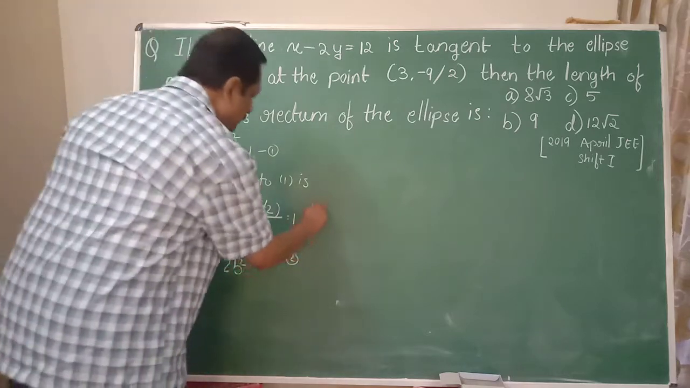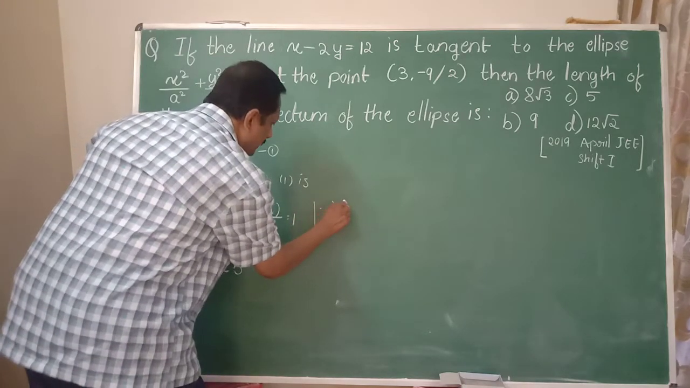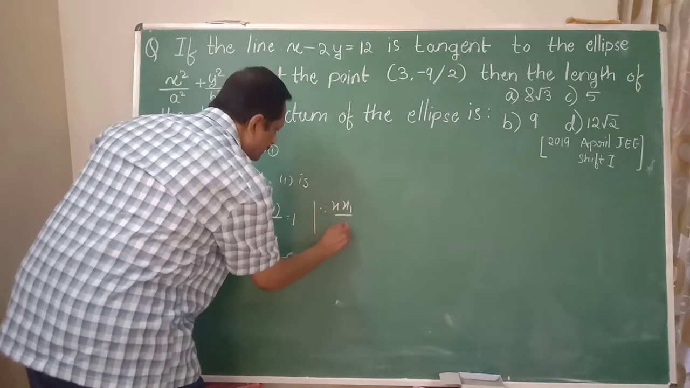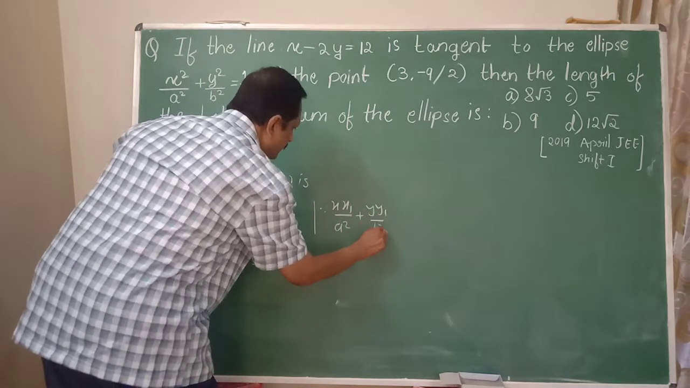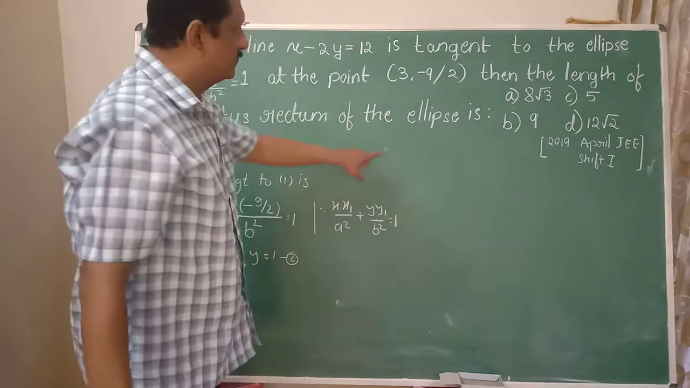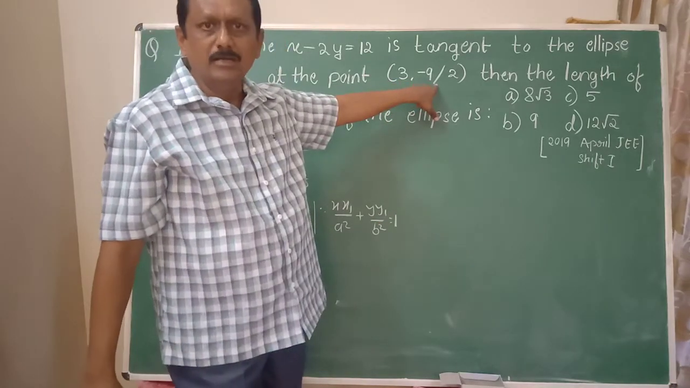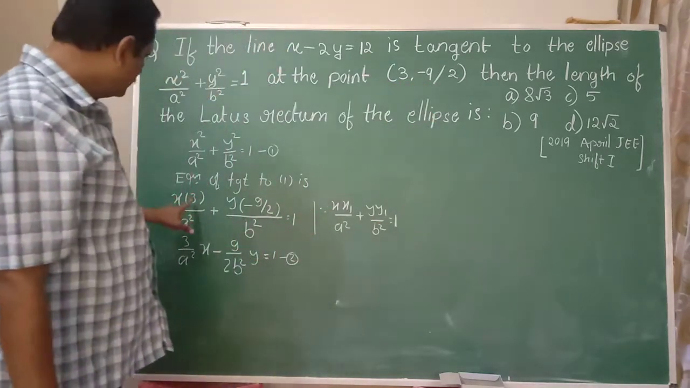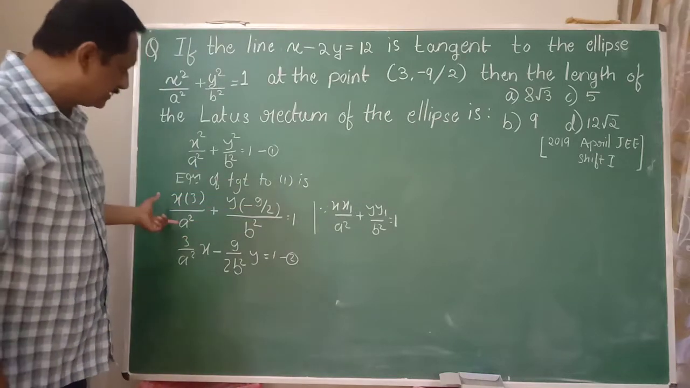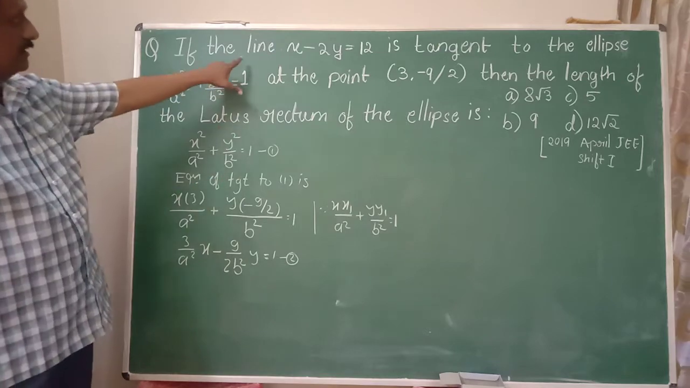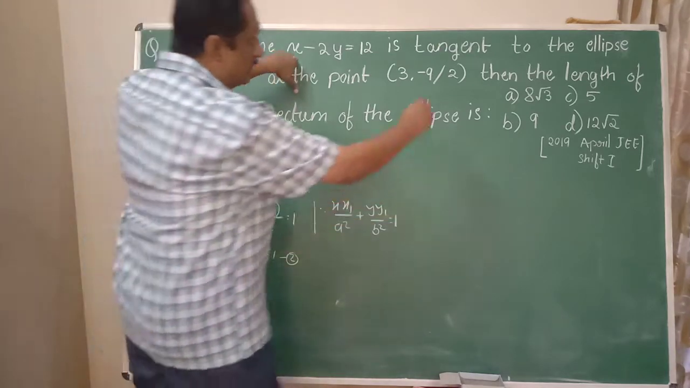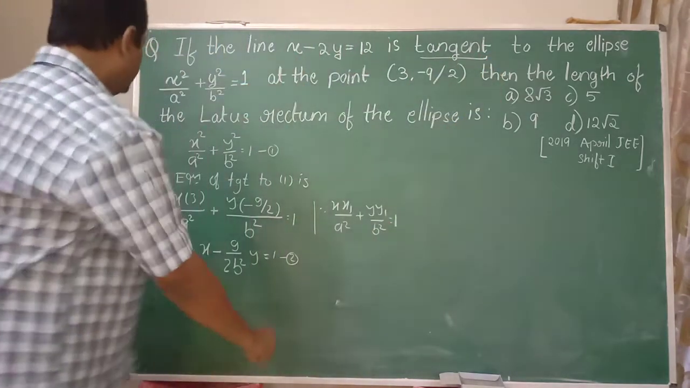Here we are using the formula x1 divided by a square plus y1 divided by b square is equal to 1. Here the x1 value is 3 and y1 is minus 9 upon 2. Using this in the formula, we get this equation. After simplification we get this. But they have already given that this is a tangent, and they already gave the equation of the tangent.